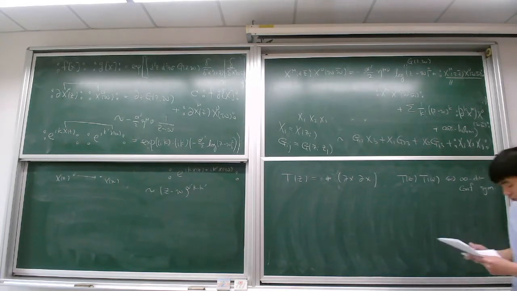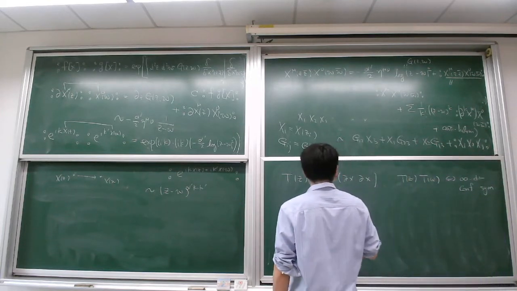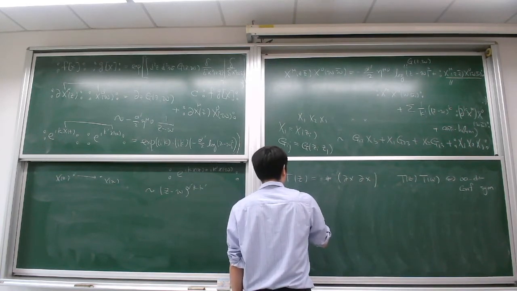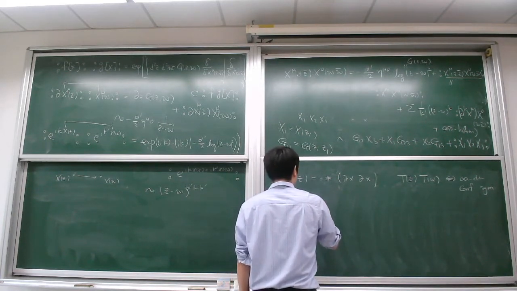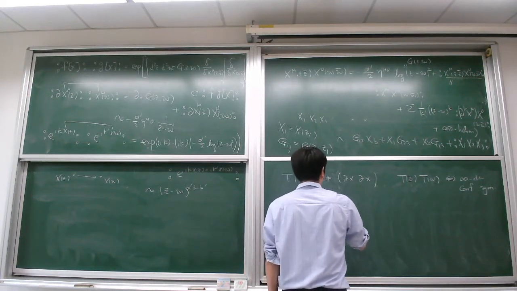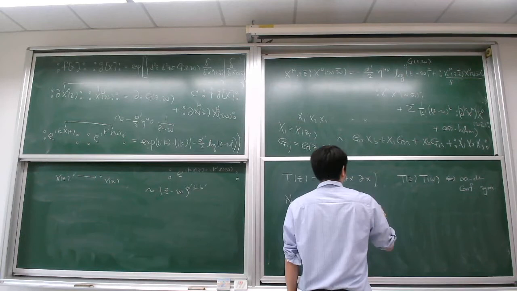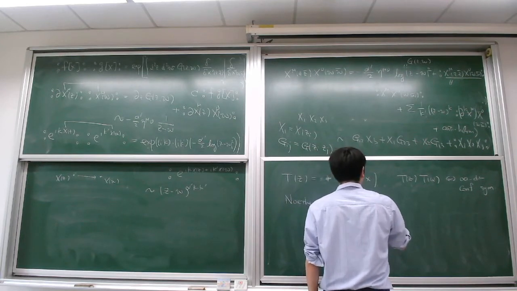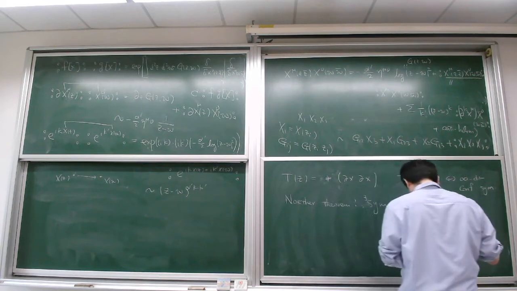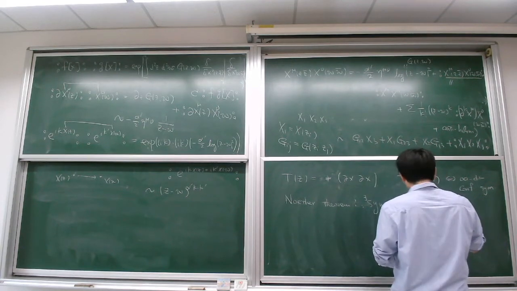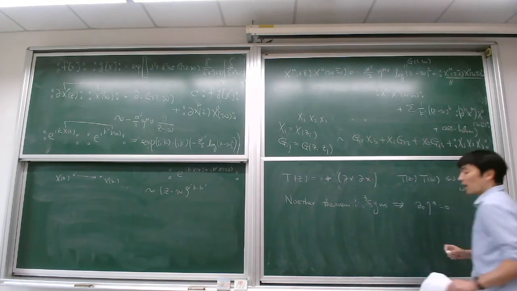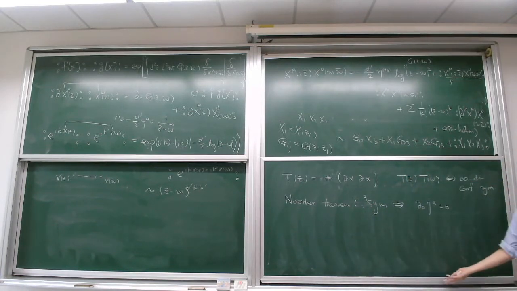So Noether's theorem tells us that if there exists a symmetry, then you have an associated current. There is a concept of current associated with symmetry. That's Noether's theorem.